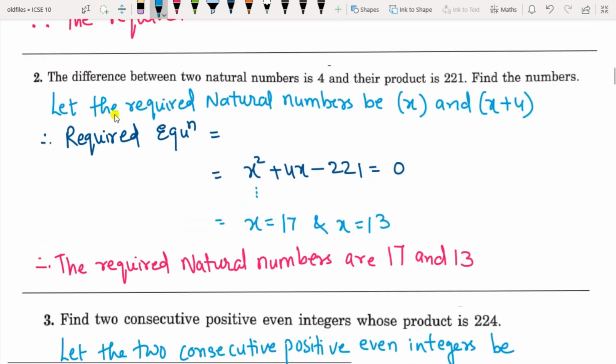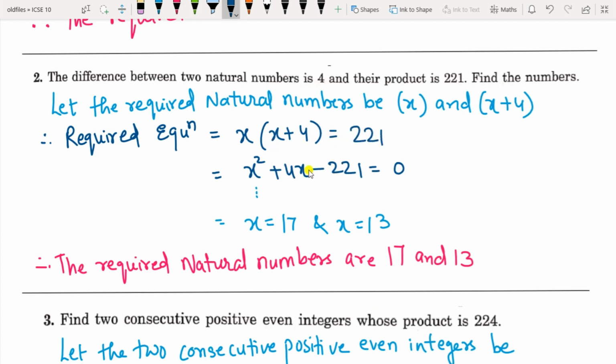Question 2 here is, the difference between two natural numbers is 4 and their product is 221. Find the numbers. So let the required natural numbers be, one is x, the other will be x plus 4, as their difference is 4. So one will be greater than the other by 4. Their product is 221. So it will be the first number multiplied with the second number, its product is 221.